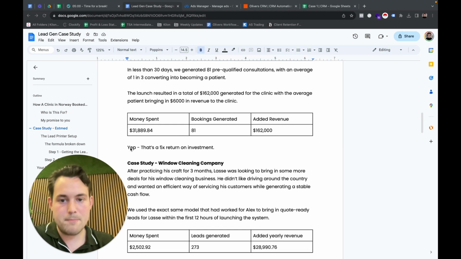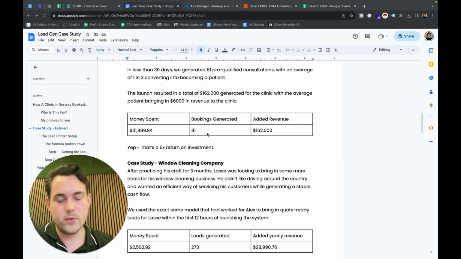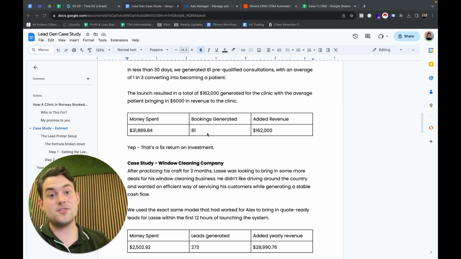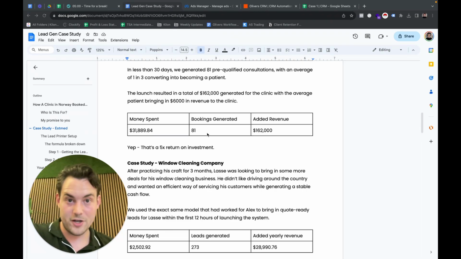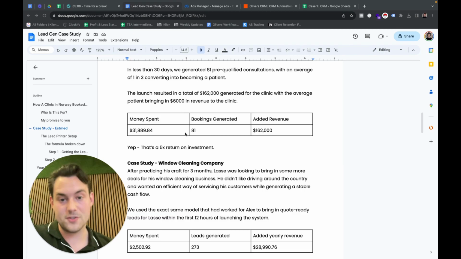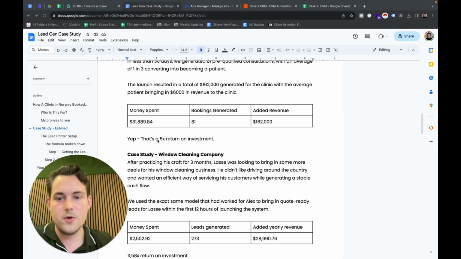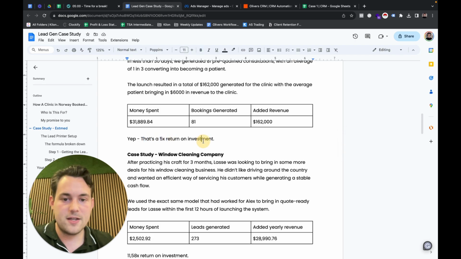The total amount spent across everything for the entire setup here is $31,889.84. That created 81 bookings. So we got way more leads, but these are the qualified bookings, the ones that would actually come in and convert. And the people who didn't are in a follow-up flow now, they're still converting. So this is just the upfront results that I'm showing you. The additional revenue that added in those 30 days is $162,000. So right up front, that's about a 5x return on investment.